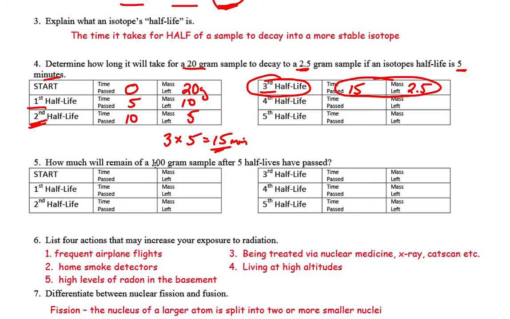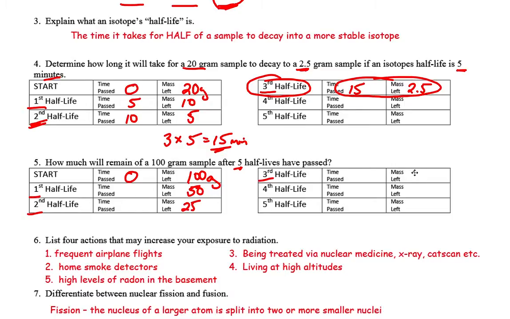Next problem. How much will remain of a 100-gram sample after 5 half-lives have passed? So we start with no time passing and our entire sample, 100 grams. After the first half-life has passed, we're down to 50. After the second half-life, we're down to 25.